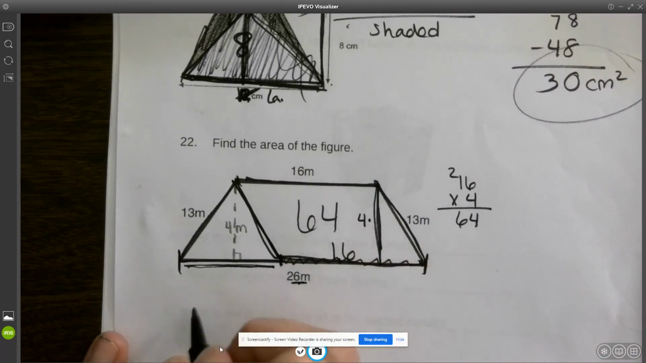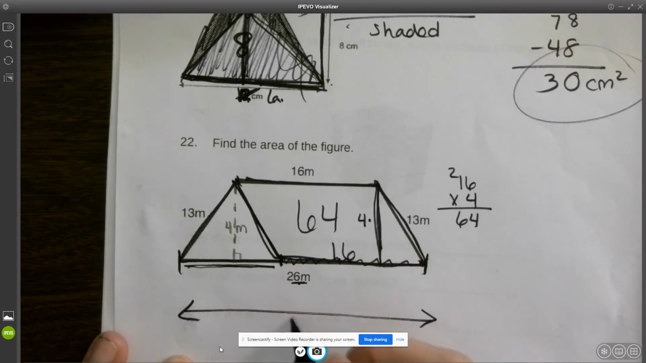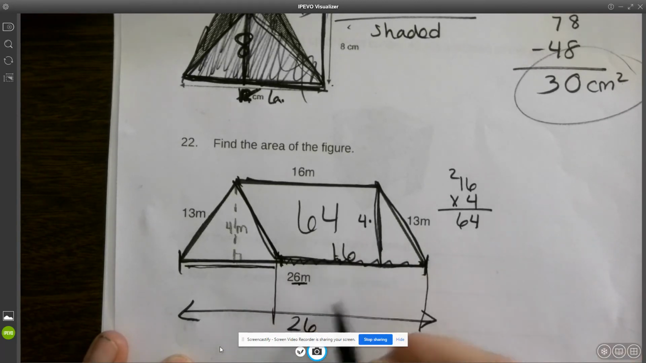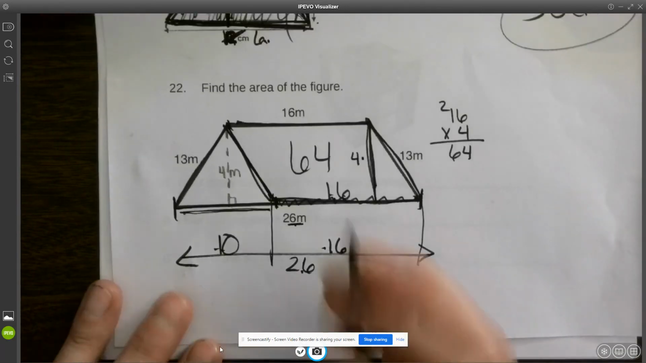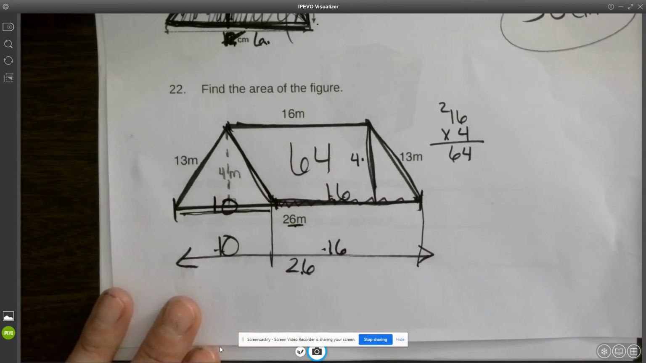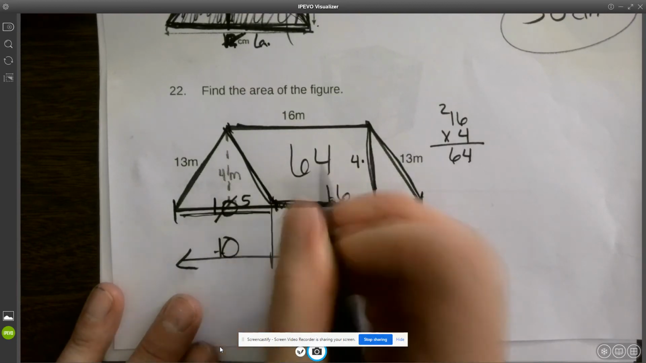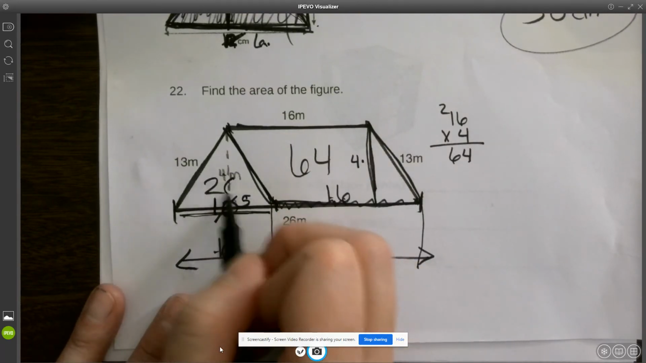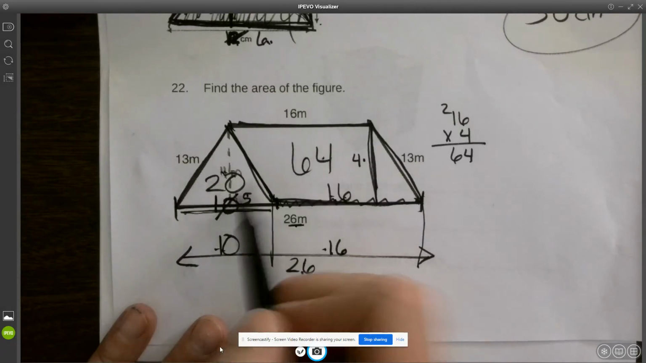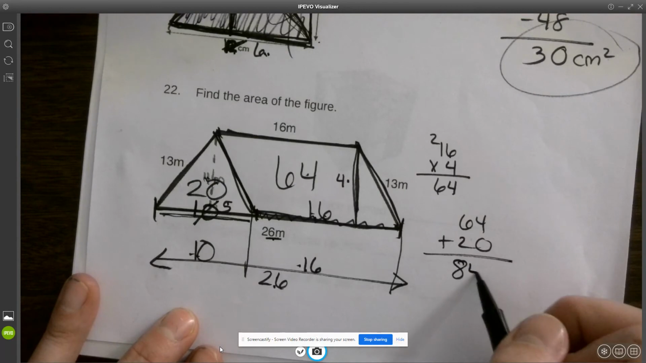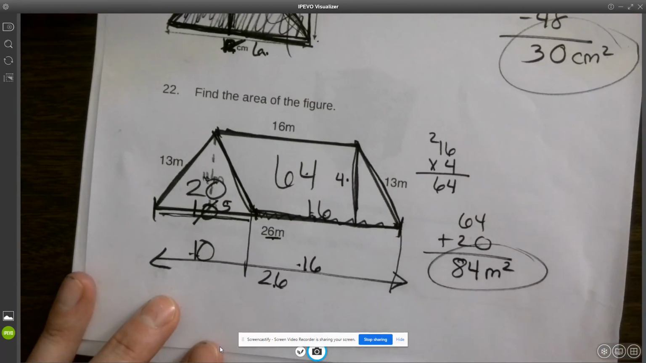Let me draw it here. So from here to here, it's 26. If from here to here is 16, these together have to equal 26. This would have to be 10. So we know the base is 10. Remember, it's a triangle, so cut 10 in half. So it's 4 times 5. So this triangle is 20. Now I can add the two together. 64 plus 20 is 84 meters squared.